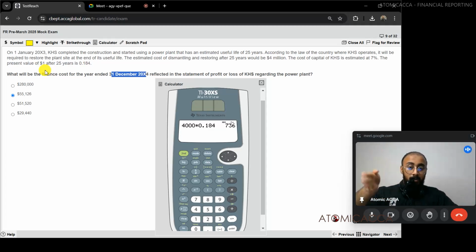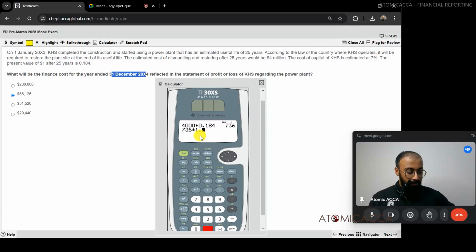Now from the opening 1st Jan X3, how do I reach 1st Jan X4? I have to jump by 7%. I have to inflate by this 7%. So what will I do? 736 into 1.07. So I will reach 1st Jan X4. Now, I don't want to jump all the way to 31st December X4 because they're not asking what is the closing balance of that liability. They're asking what is the finance cost.